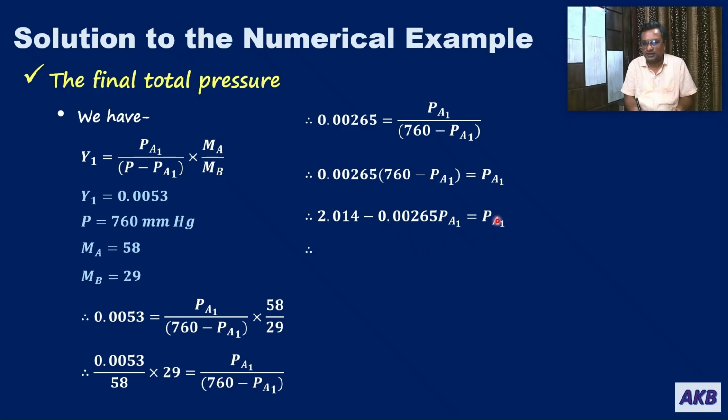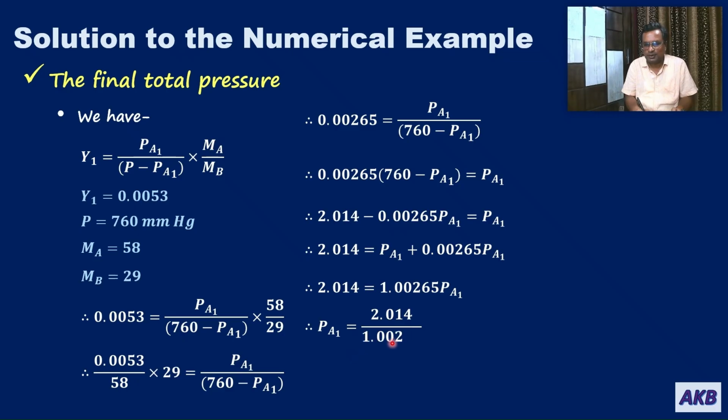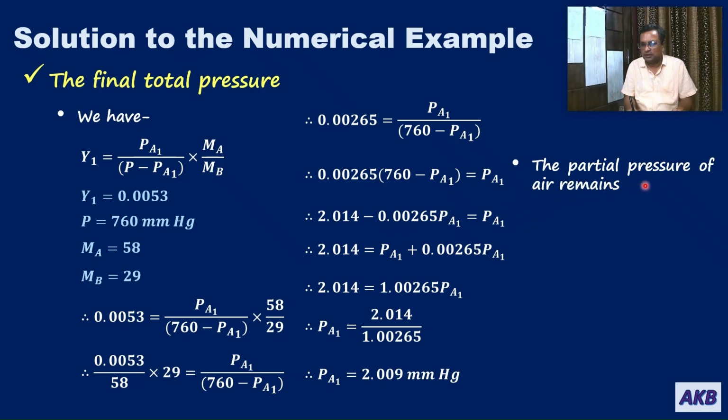So in the next step, I'll bring this term to this side. So it will be 2.014 equal to PA1 plus 0.00265 PA1. That is, 2.014 is equal to 1.00265 PA1. That is, PA1 will be equal to 2.014 divided by 1.00265, which gives me PA1 as 2.009 millimeter of Hg. Therefore, we know that the partial pressure of air remains unchanged because it is not going to get adsorbed. So PB1 will be equal to PBI, which is 675.4 millimeter of Hg.